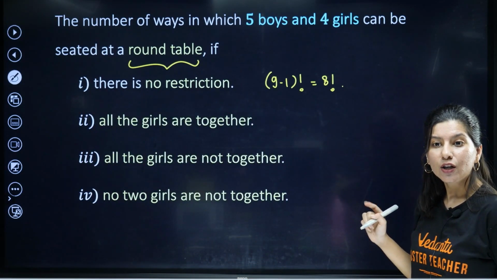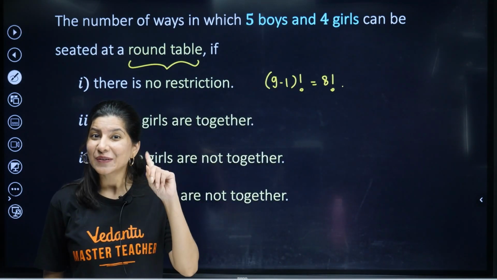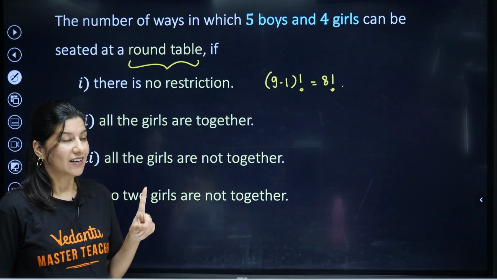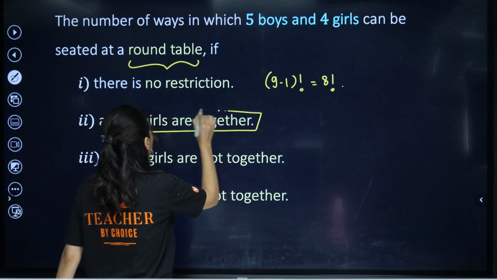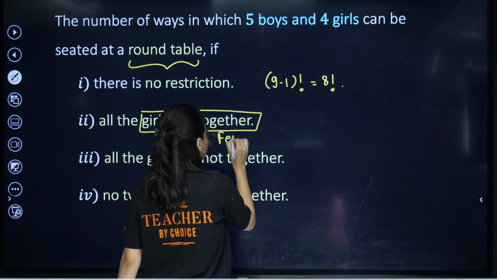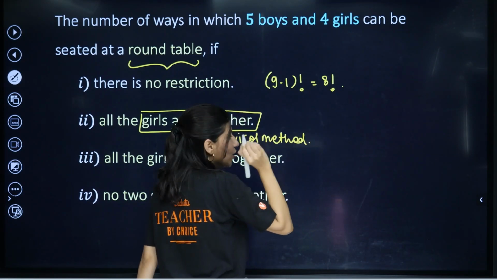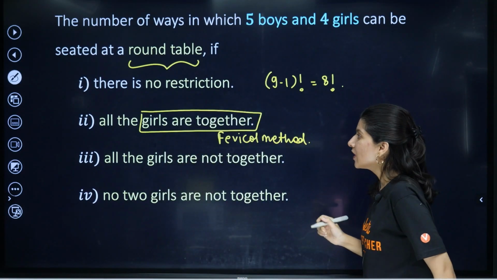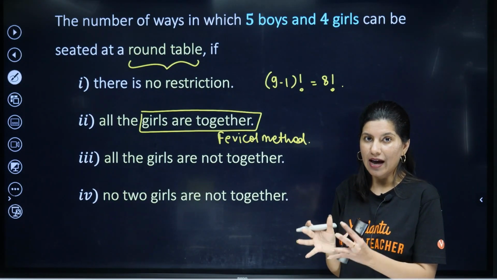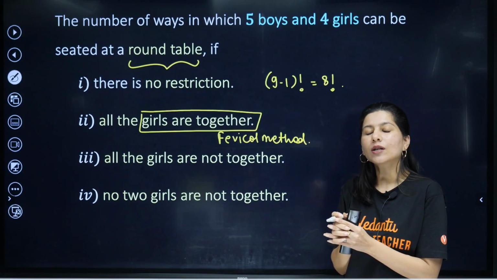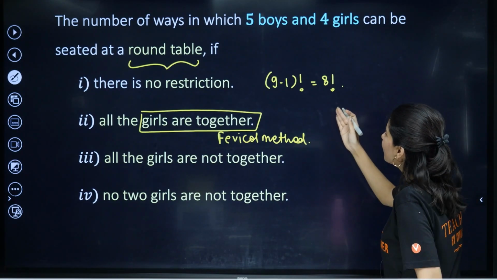Now second part. All the girls are together. Do you remember we did something on this when girls are together or 2 units are together? Tell me, what is that? Fevicol method. The Fevicol method says that whenever a few things have to be kept together, why not make it as one entity? Just glue them together.